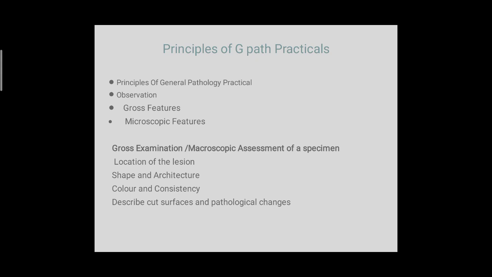Now, moving towards the general pathology practical principles, you should know what are the gross features and what are the microscopic features. Gross means which you can see with the naked eye. In gross, you have to see the specimen, its shape, its appearance, what is the color, its surface, is it rough or smooth, or any secondary changes, and approximate size.